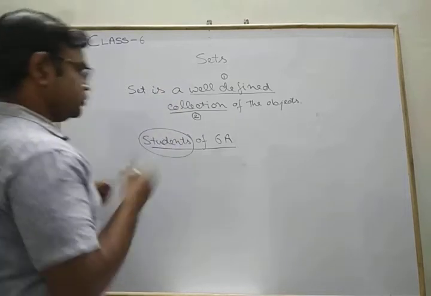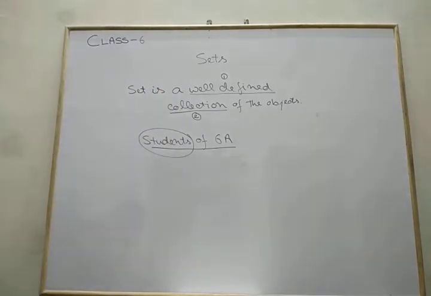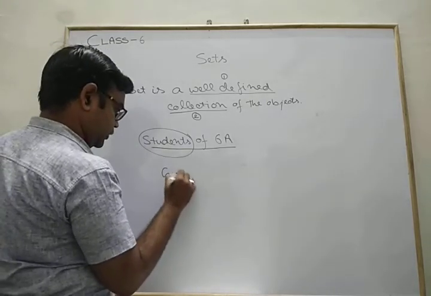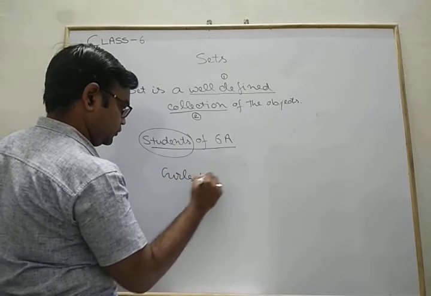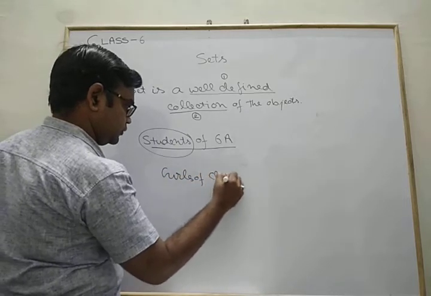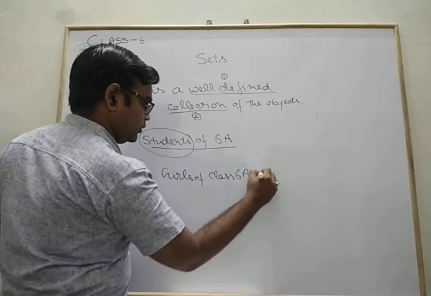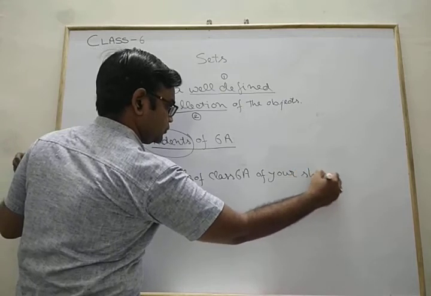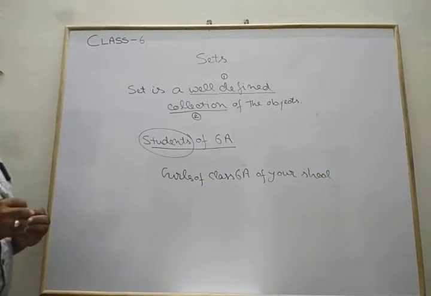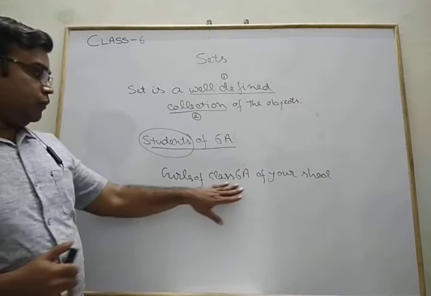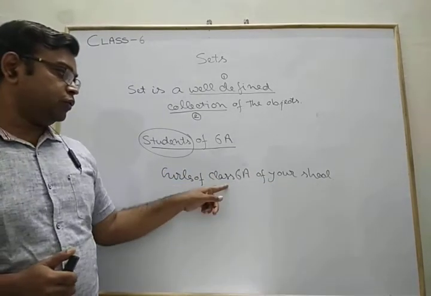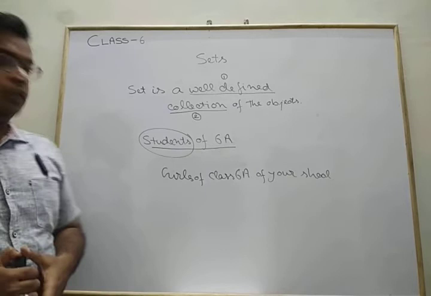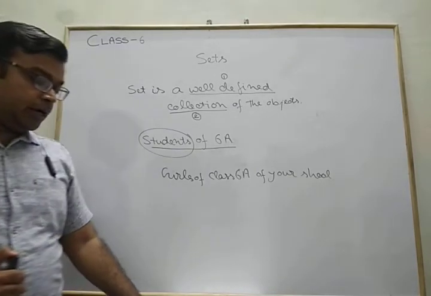We can use a more perfect way: girls of class 6A of your school. Now this complete statement is well defined. First, you reach your school, then go to class 6A and choose only girls. So this is a well defined collection.